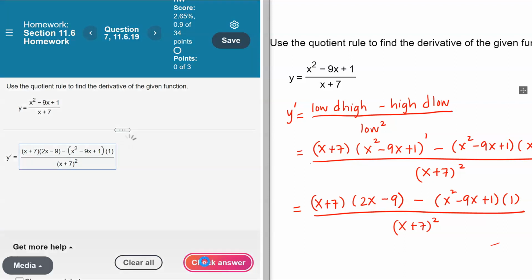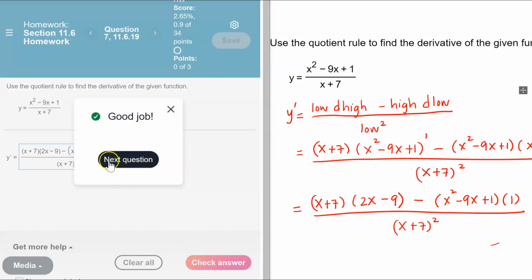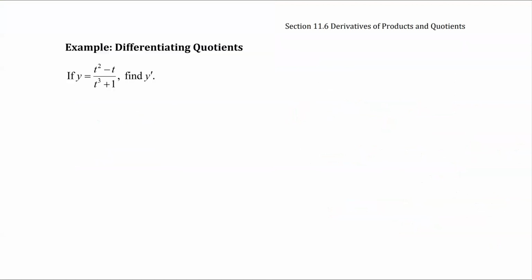Right, and then you check your answer. As you can see, MyMathLab accepts answers even if it's not in its simplest form. Now let's consider another example. Find the derivative of this function.